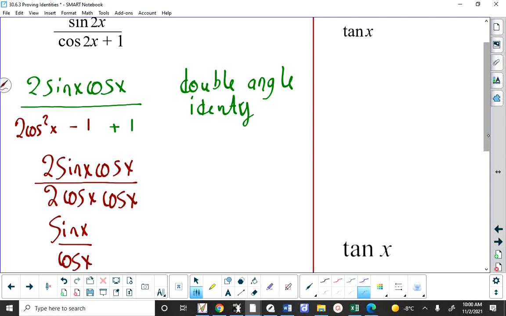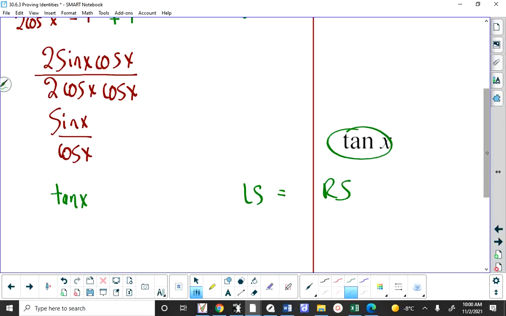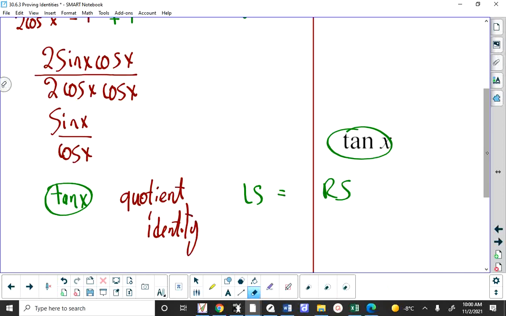And I know that you know sine x over cos x is tan x, but you're not done until you show that they are equal to each other, identical. So now we write tan of x, and you can say left side equals right side. But we need to put quotient identity, because that's the identity we used to go from sine x over cos x to tan x. I know it seems childish that we have to do this, but we have to. Any questions with the second proof?